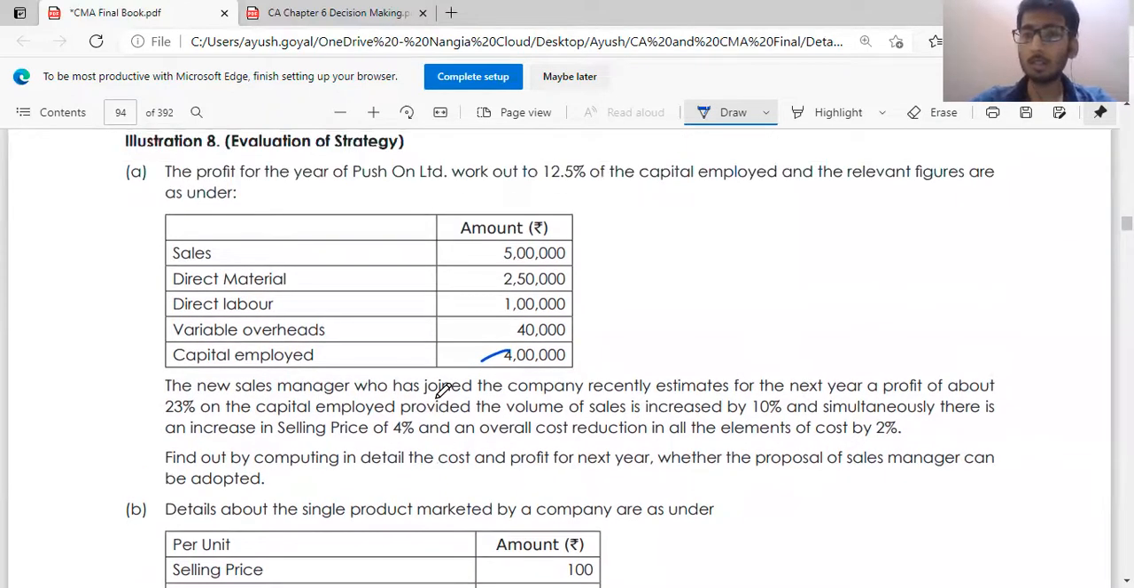So guys, this is an easy question. Basically, we are currently having a profit of 12.5% of the capital employed. Okay. Why so? One second.